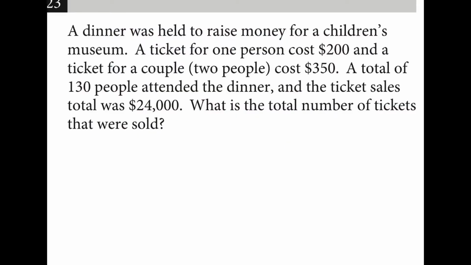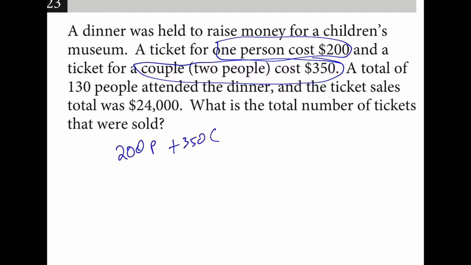A dinner was held to raise money for a children's museum. One person cost $200. A couple costs $350. So I could say 200 times P for person plus 350 times C for couple. And this is the total amount of money, $24,000. I also know that 130 people attended.